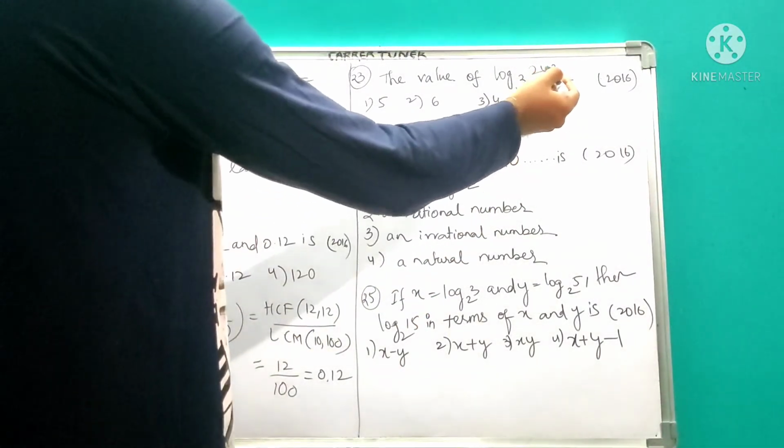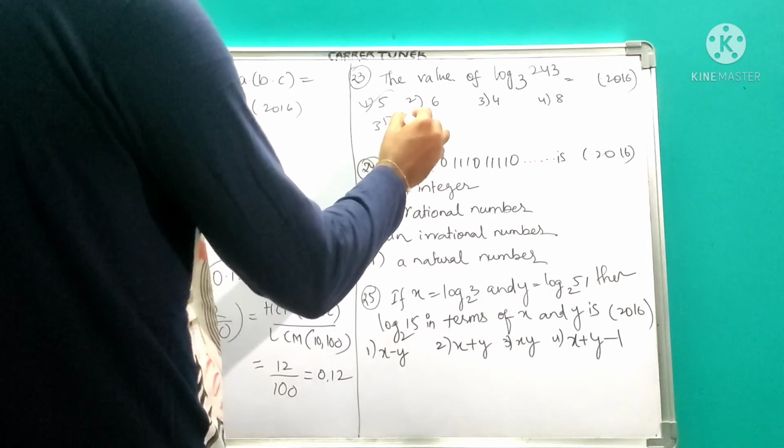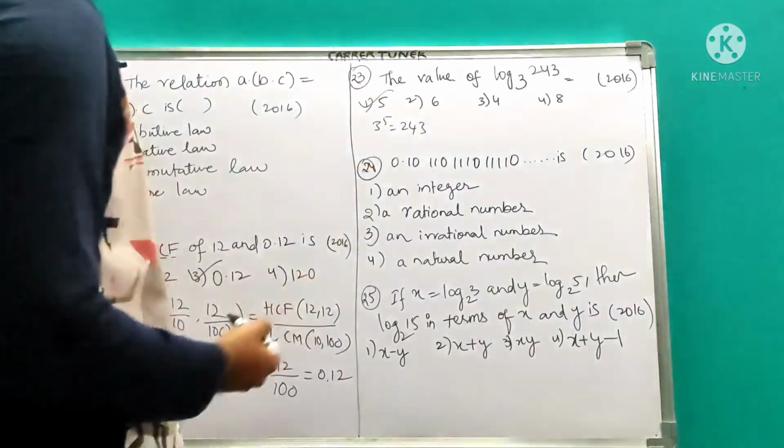Next, the value of log 243 base 3. So 3 power what gives us 243? It is nothing but 3 power 5 which gives us 243. So therefore 5 will be your answer.